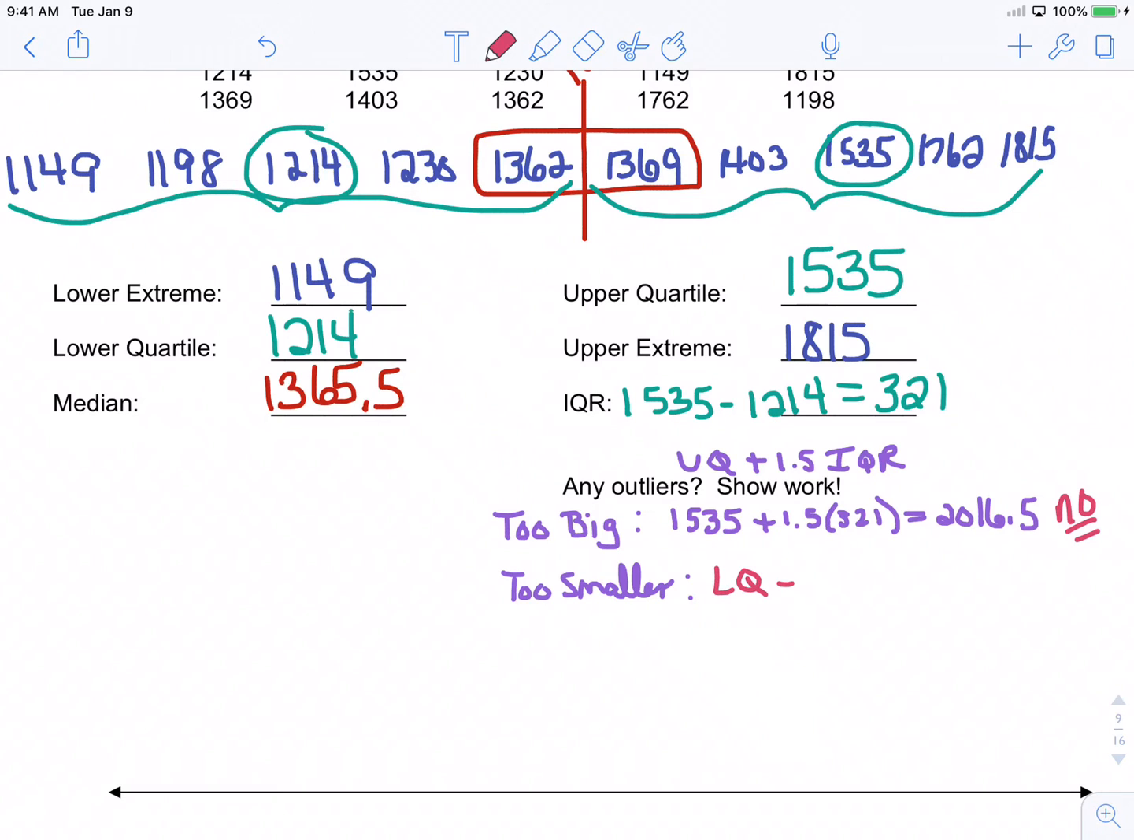So the lower quartile minus 1.5 IQR. So the lower quartile, 1214 minus 1.5 times 321. Again, plug that in your calculator.